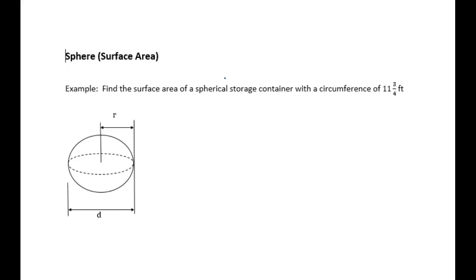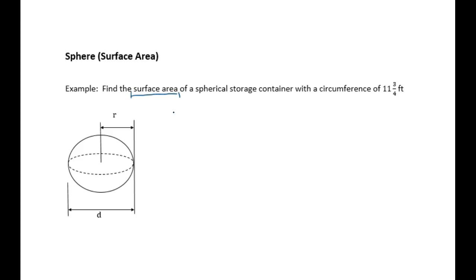So now we're going to look at our third shape, which is a sphere. We looked at prisms, we looked at pyramids or cones, and now we're going to look at spheres in terms of surface area. Our example is asking us to find the surface area. Remember that a sphere doesn't have a common base anymore, or a base at all, so it doesn't really make sense to talk about lateral surface area versus total.